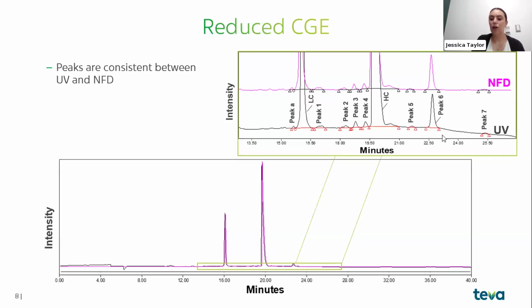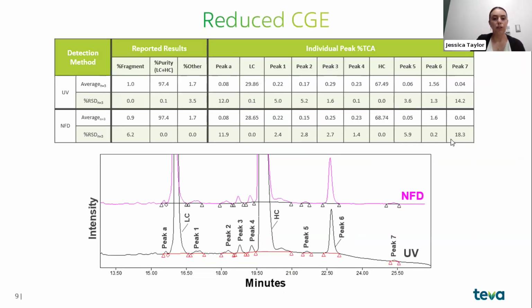Now here is an example of one of our reduced molecules. And you can see in the zoomed view in the upper right that once again, all of the peaks present in the UV trace are also detectable using the native fluorescence detection. And if we look at the numeric results for this sample as well, you can see that the reported results present on the left side of the table are comparable between both the detectors, as well as the individual peak data between both detection mechanisms.